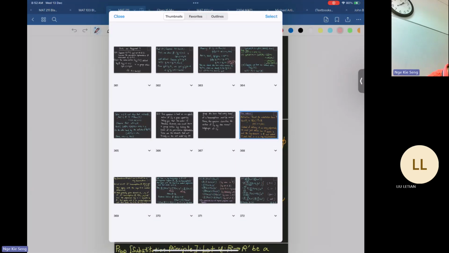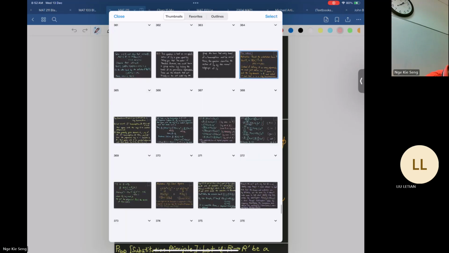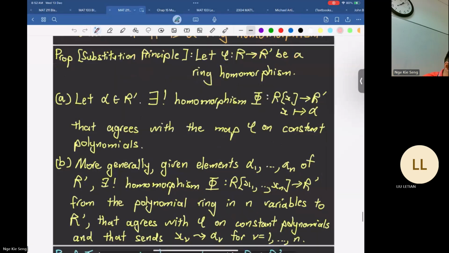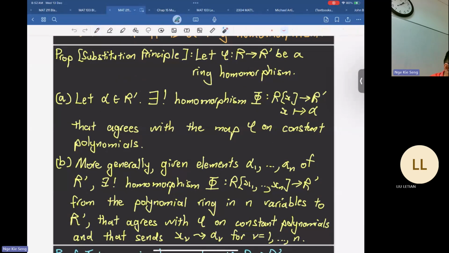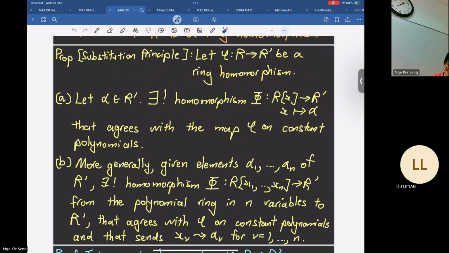It's the substitution principle. By this substitution principle, there exists a homomorphism such that if you tell me where x should go, where the variable should go under this map, then there exists a unique homomorphism.